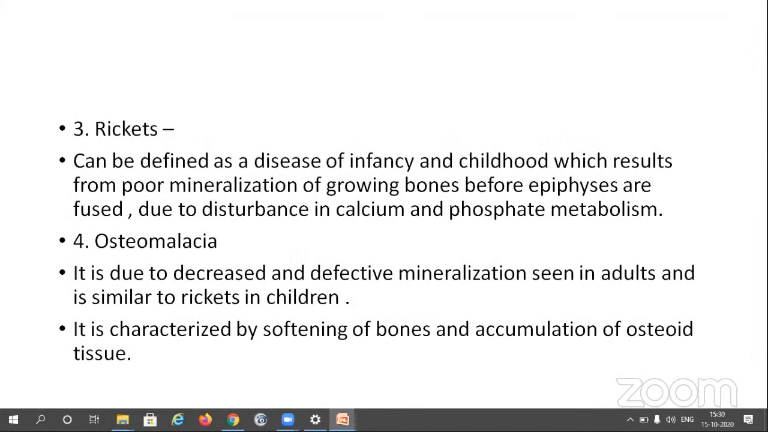Mentioning rickets here: rickets can be defined as a disease of infancy and childhood, which results from poor mineralization of growing bones before the epiphyses are fused, due to disturbance in calcium and phosphate metabolism. And osteomalacia is due to decreased and defective mineralization, seen in adults and similar to rickets in children. It is characterized by softening of the bones and accumulation of osteoid tissue.